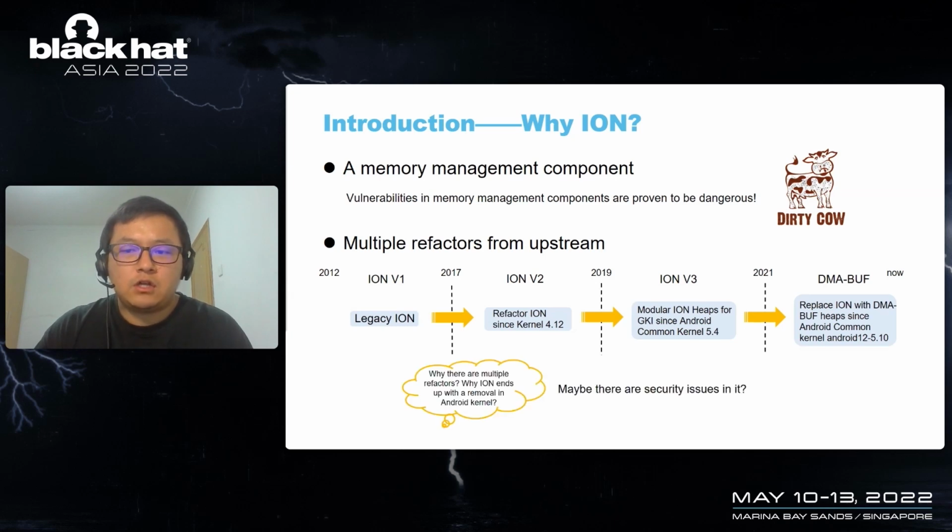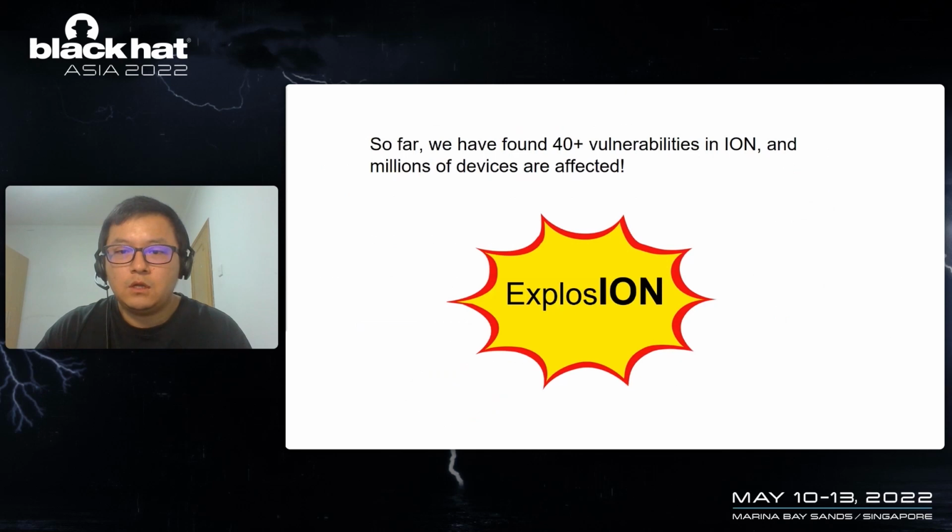So we started to think about why there are multiple refactors and why Ion ends up with a removal in Android kernels. Maybe there are some insecurity issues in it. After a long time of bug hunting, we have found over 40 vulnerabilities in Ion, which we named Explosion, and millions of devices are affected.